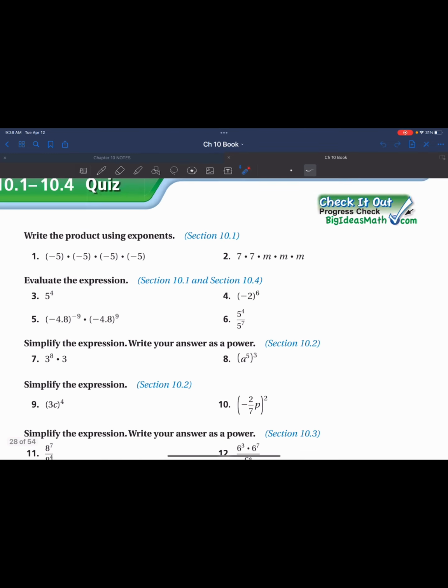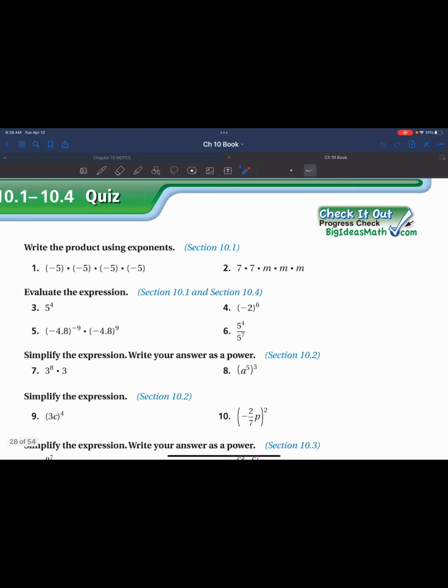Okay. Write the product using exponents. All you have to do on this one is just write -5 in parentheses to the 1, 2, 3, 4. This would be 7 squared times m to the third, and an even shorter way of writing that would be 7 squared m cubed. Yeah, easy, right?